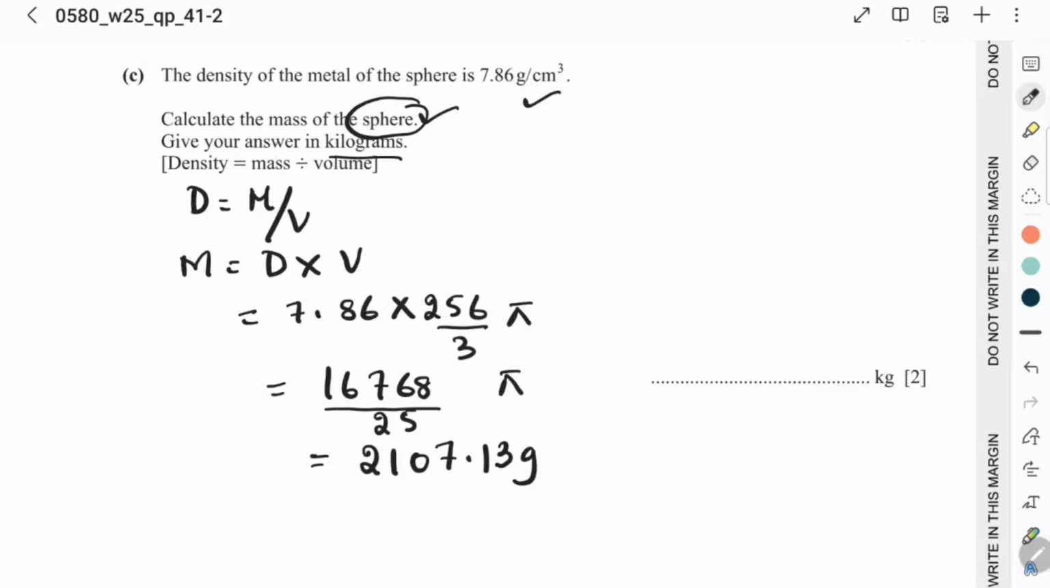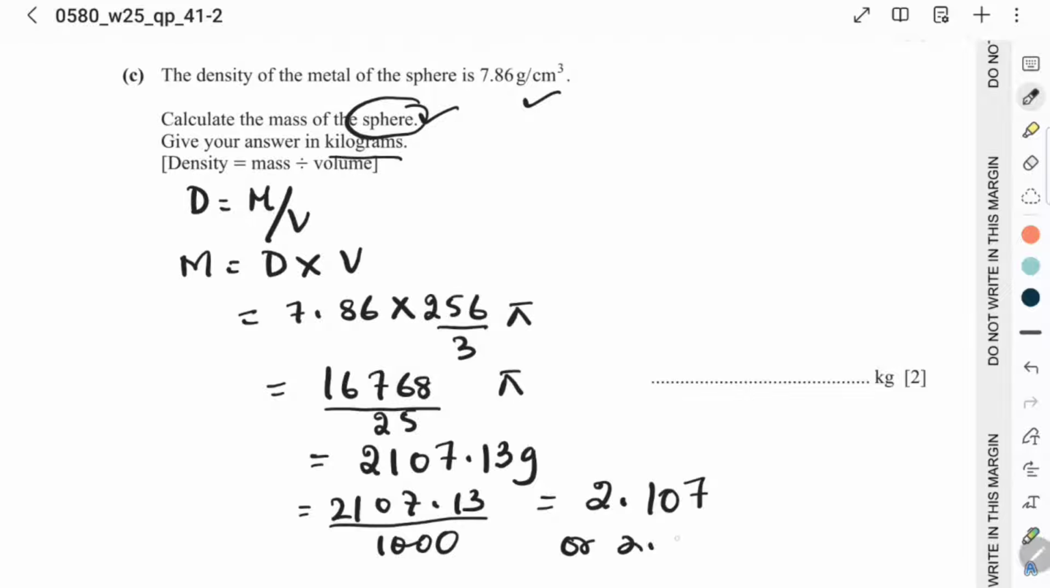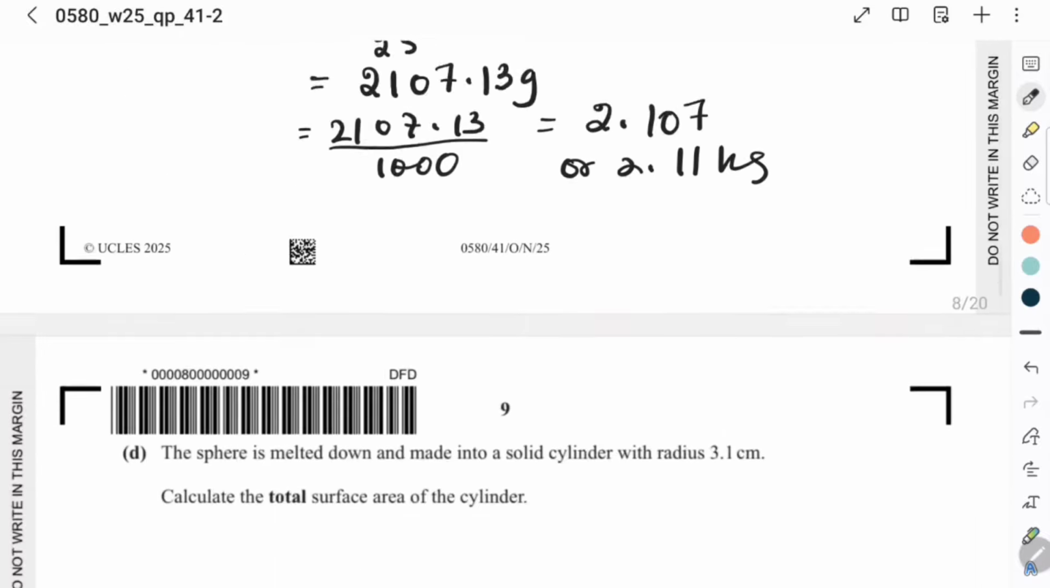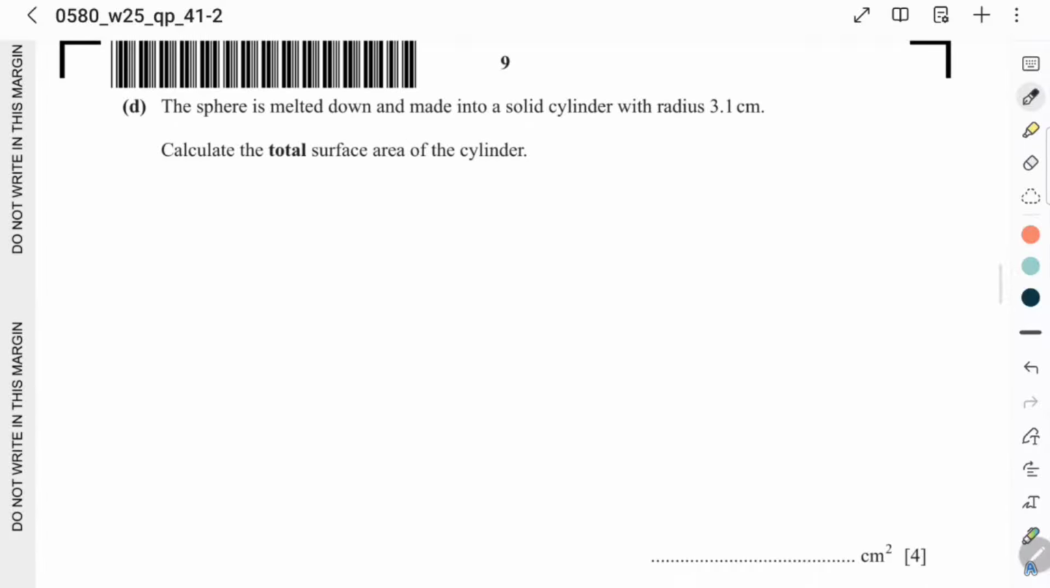Kg means you are going to divide the number by 1000. So 2107.13 divided by 1000, whenever you do, you get 2.107 or 2.11 kg. 2.11 kg. Go to the next question, part D of the same question.